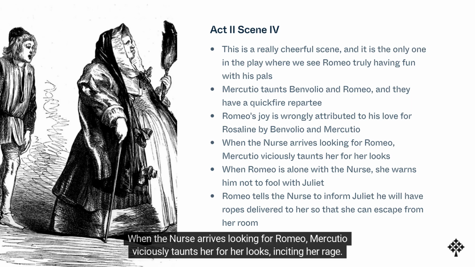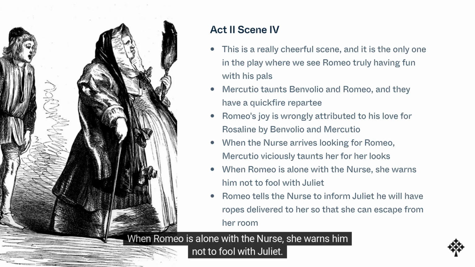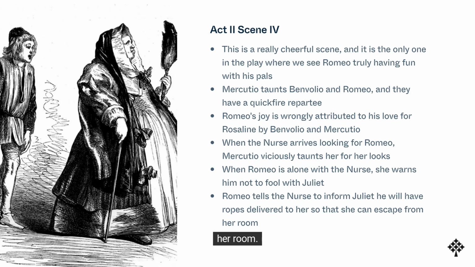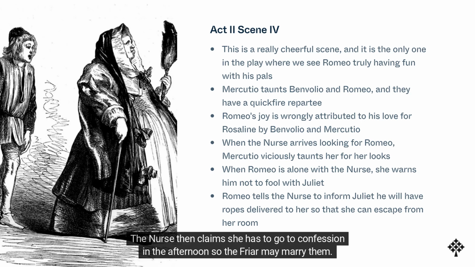When the nurse arrives looking for Romeo, Mercutio viciously taunts her for her looks, inciting her rage. When Romeo is alone with the nurse, she warns him not to fool with Juliet. Romeo tells the nurse to inform Juliet he will have ropes delivered to her so that she can escape from her room. The nurse then claims she has to go to confession in the afternoon so the friar may marry them.